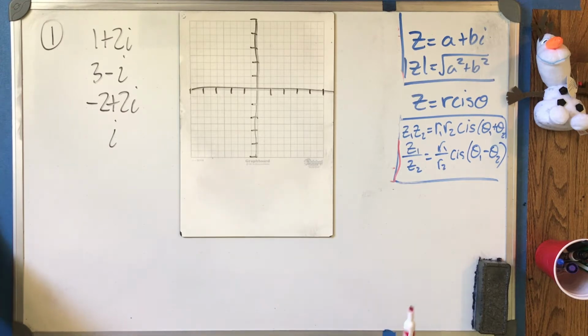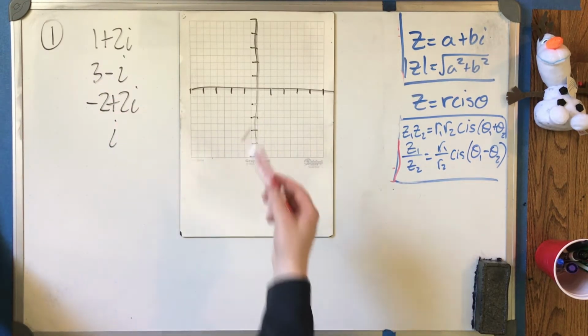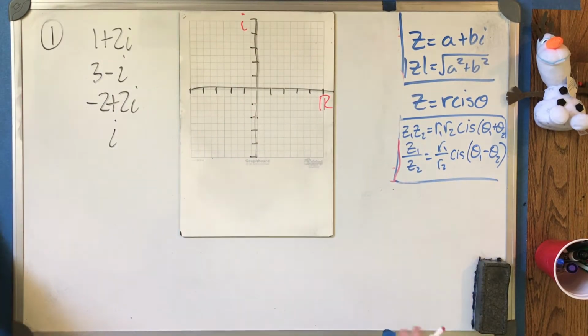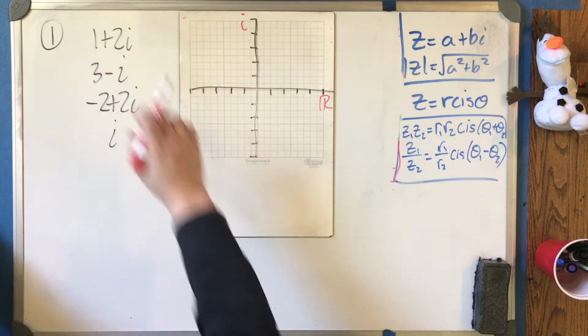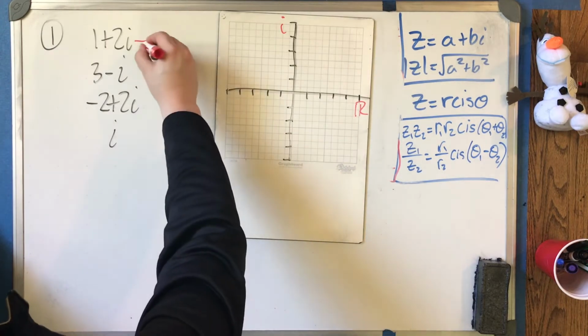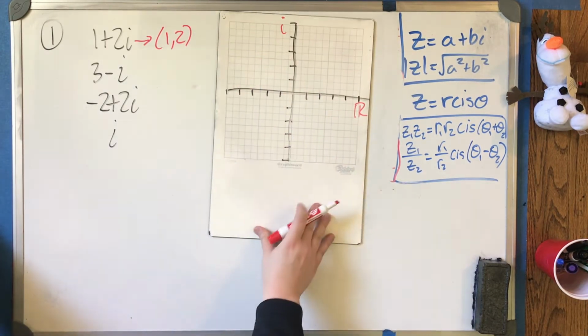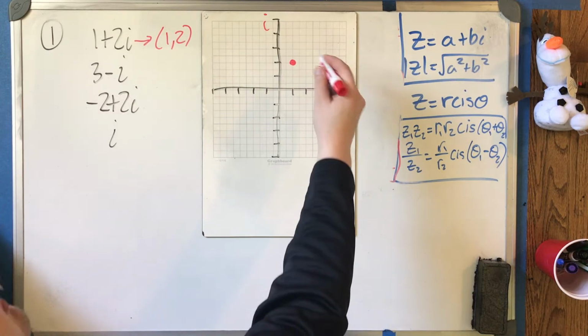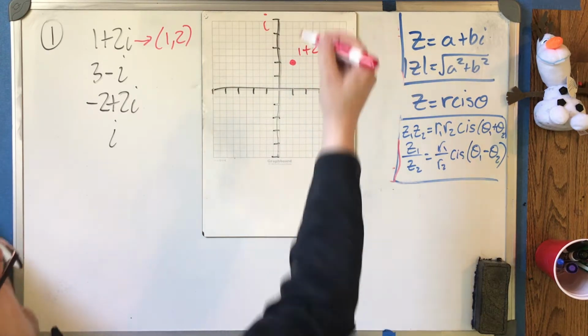All right, question 1 asks us to just plot these 4 points in the complex plane. So remember that this is where the real numbers hang out and this is where the imaginary numbers go. So if I have 1 plus 2i, that's equivalent to 1 comma 2. So I would just go over 1, up 2. So that's the first point right there. So that one is 1 plus 2i.